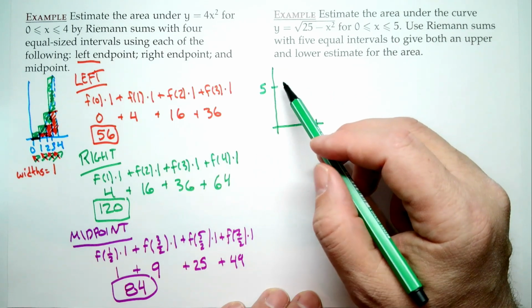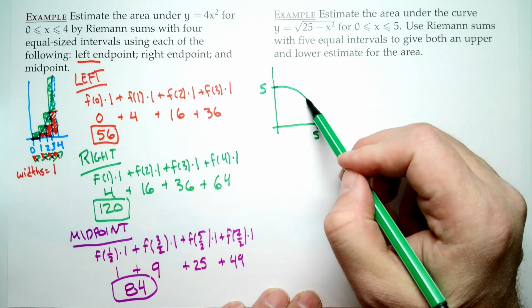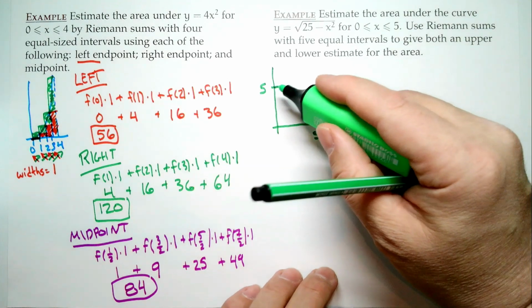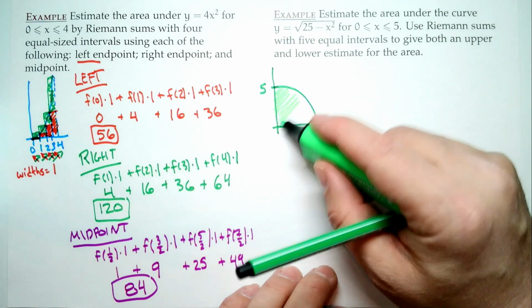So what's happening here is we're trying to estimate the area for this circle. Now you're probably thinking, I can give you a really good estimate right now, Steve. Really, really good. Do we know what the answer is?